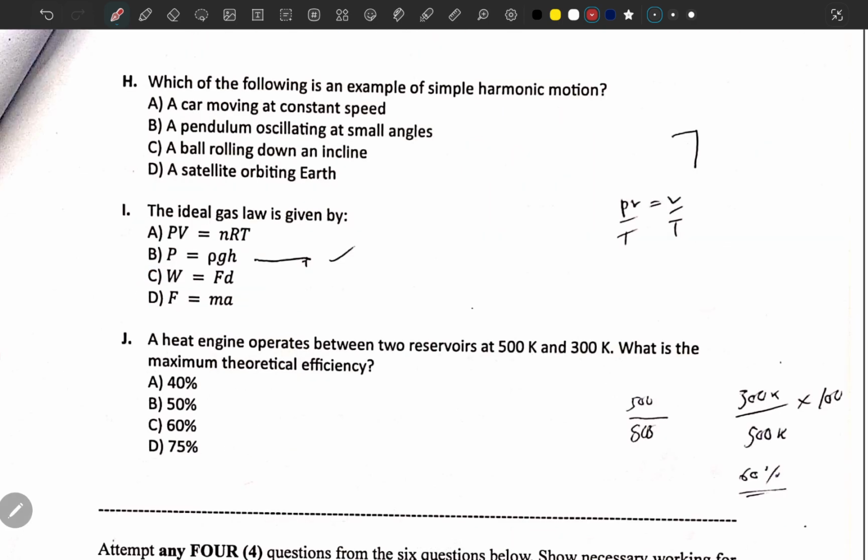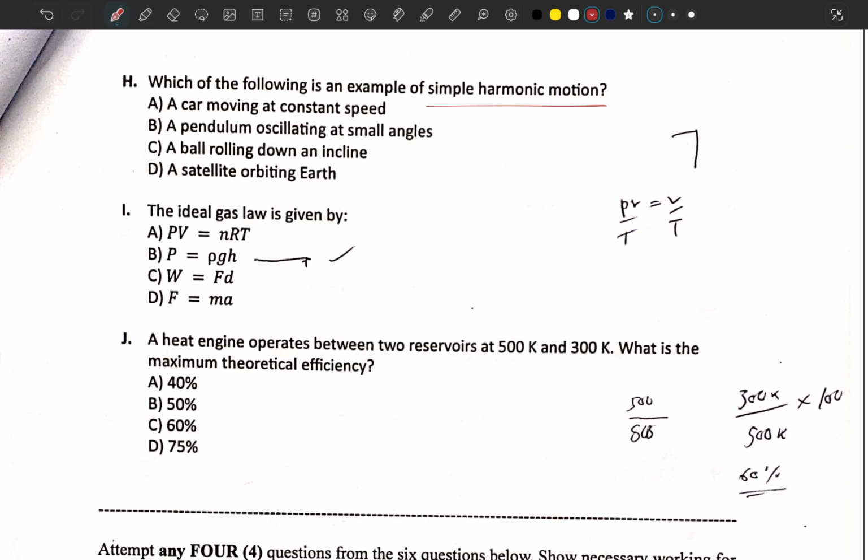Which of the following is an example of a simple harmonic motion? A car moving at constant speed, a pendulum oscillating at small angles, a ball rolling down an incline, a satellite orbiting the Earth. Well, first of all, we need to understand what simple harmonic motion is, the SHM. For simple harmonic motion to take place, there must be a restoring force, and this restoring force must be proportional to the displacement. Remember Hooke's law kind of stuff. Meaning a pendulum undergoes simple harmonic motion.